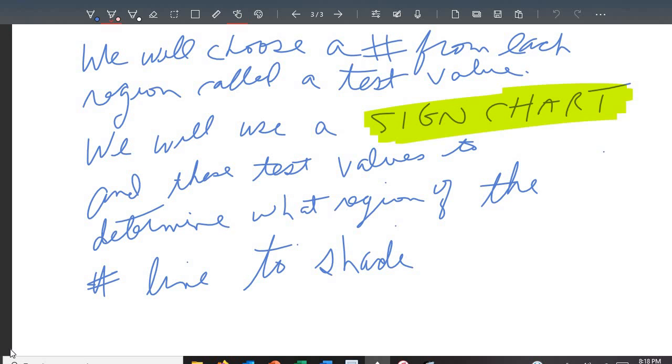Now, within these regions, what we're going to do is choose what we call a test value. And we're going to use this test value and something called a sign chart to help us shade the number line.